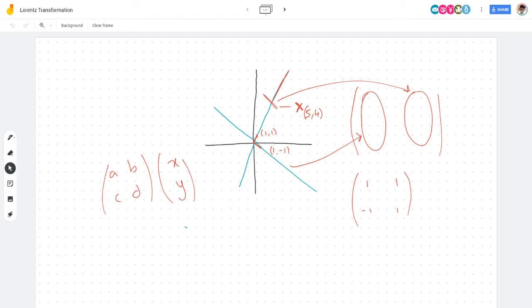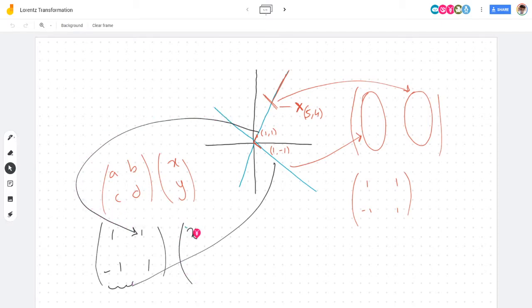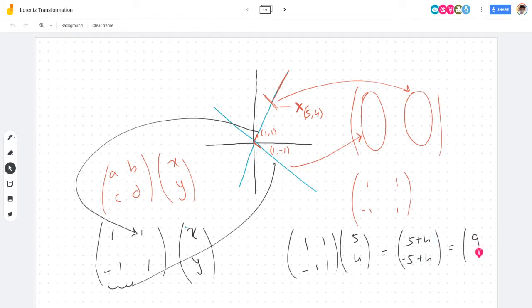The way you do it mathematically is to take this new matrix, where this column tells me where my x-axis has landed and this one tells me where my y-axis has landed, and apply it to x and y. So it's [1, 1; -1, 1] times (5, 4). Using the matrix formula we learned in school, it would be 5 plus 4, minus 5 plus 4, which is (9, -1). And this is a prediction I've made: in my new coordinate system, labeled by blue, this point I had here should be at (9, 1).